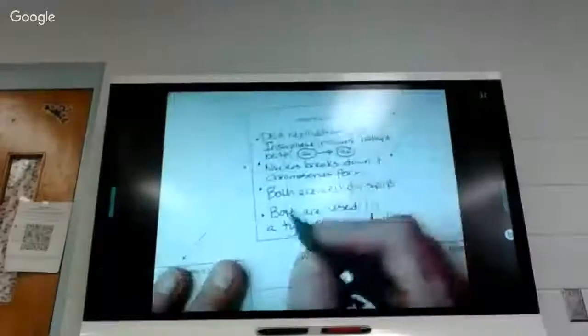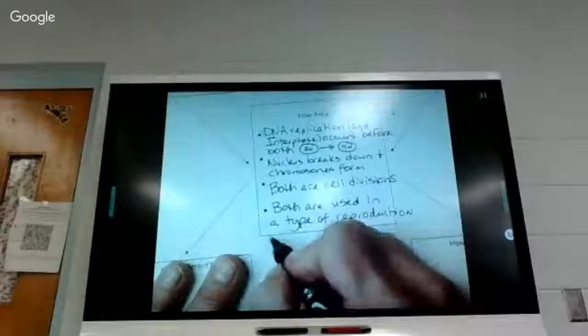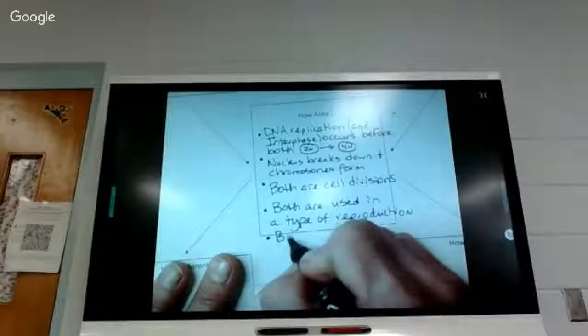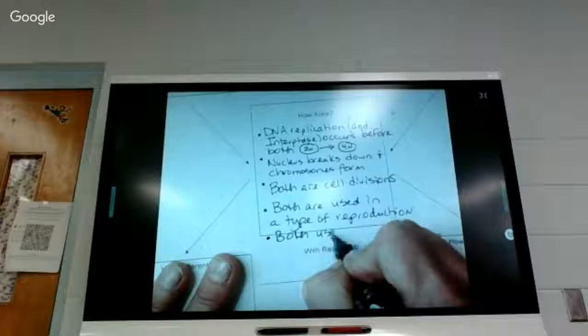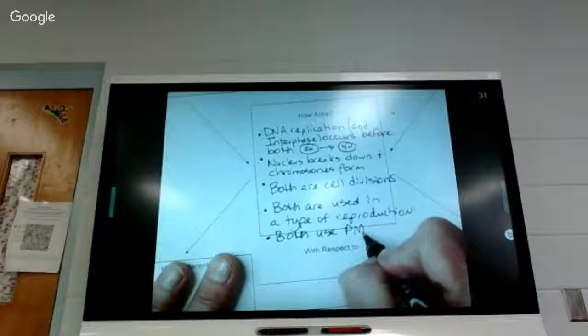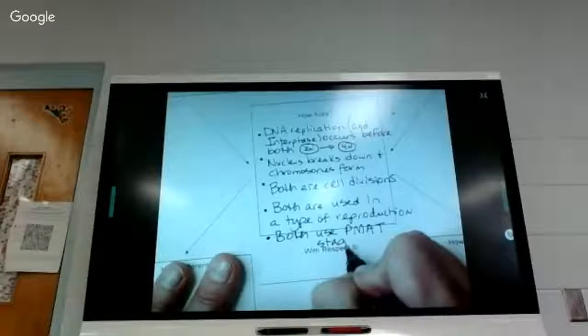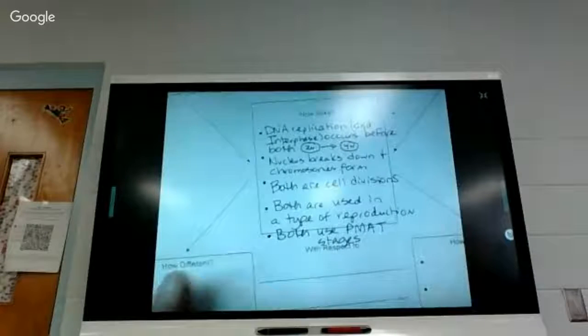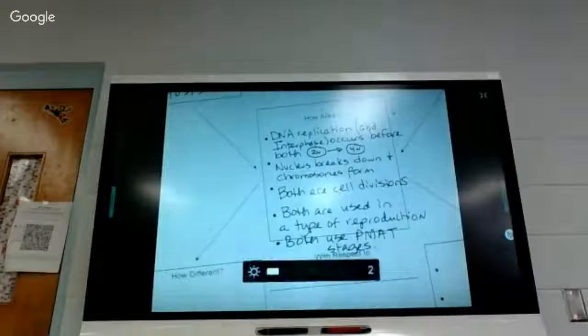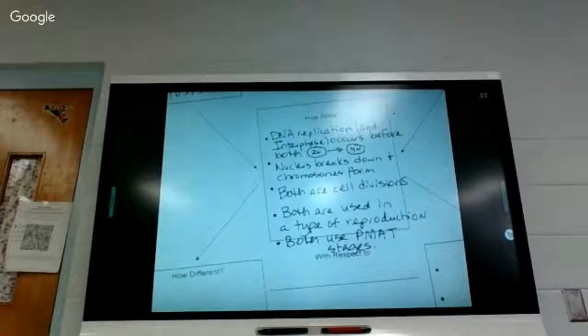So they're both cell divisions with PMAT. So both use PMAT stages, or have PMAT stages. And I think that's good. So, whatever you can picture for 3 of those. Now, let's get out and look at the differences.